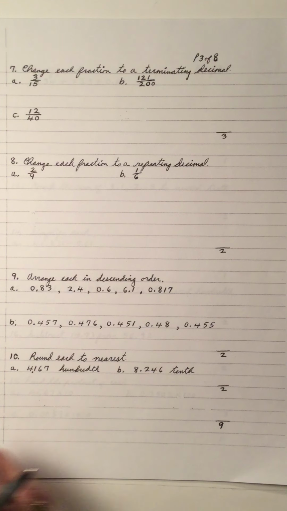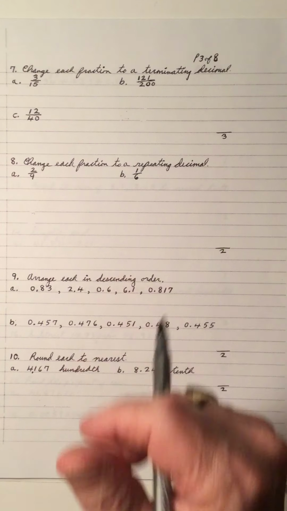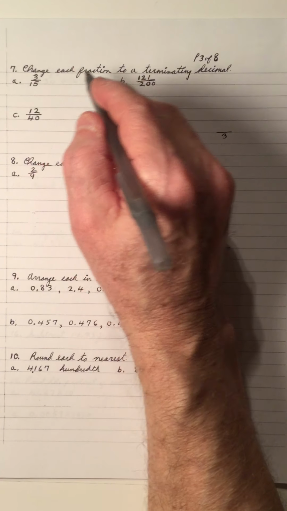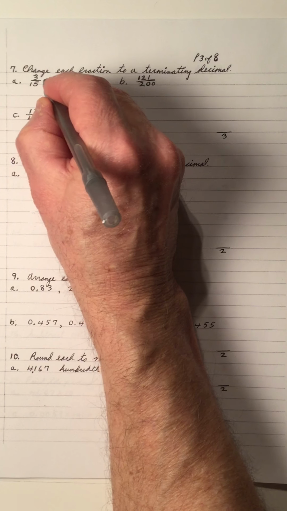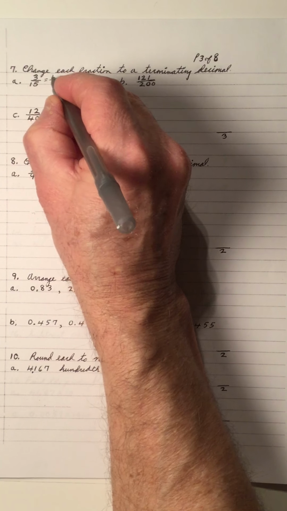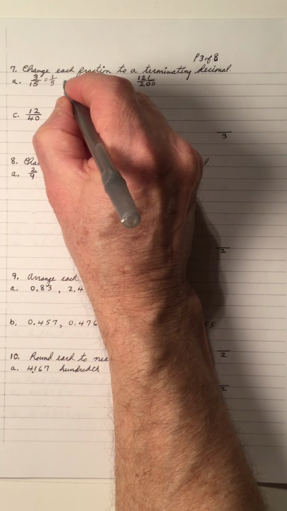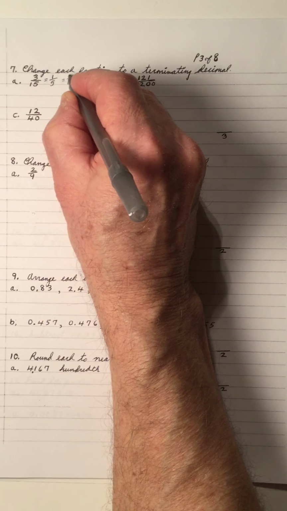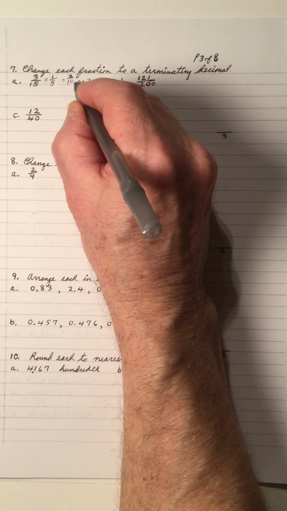Here we go. Page 3, number 7. Pause your video, work out this page, and see how many you get right. Change each fraction to a terminating decimal. So 3 over 15, I can divide by 3 to get 1. Divide by 3, I get 5. So 1/5 is, multiplied by 2, I get 2 over 10. So 2 over 10 is 0.2.